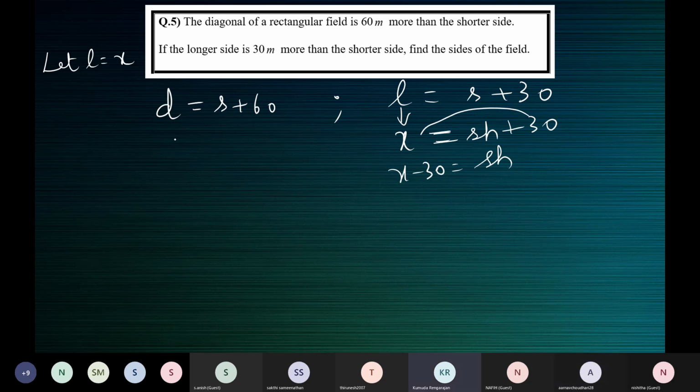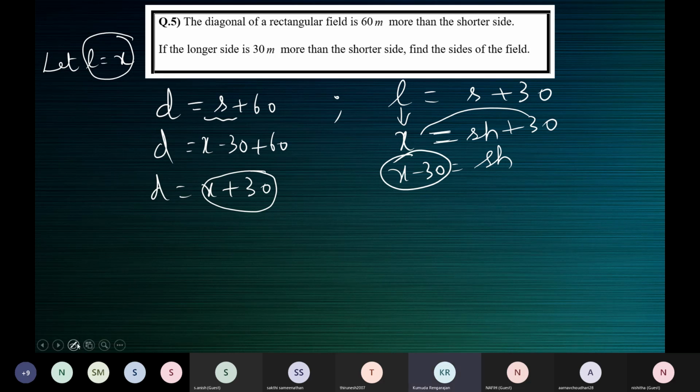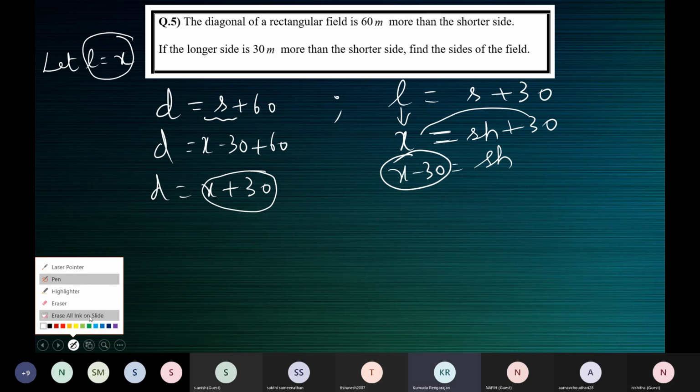And what do we do here? What is the shorter side? x minus 30. x minus 30 plus 60 is equal to the diagonal. So the diagonal is x plus 30. So if you take the longer side as x, the diagonal is x plus 30 and the shorter side is x minus 30. So you can assume anything to be x.